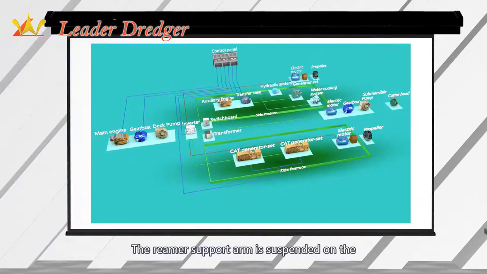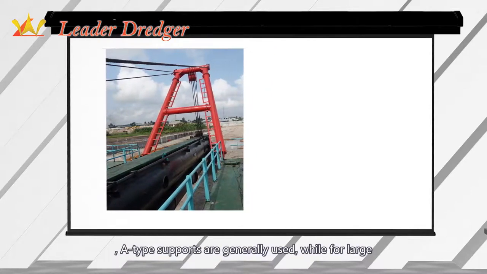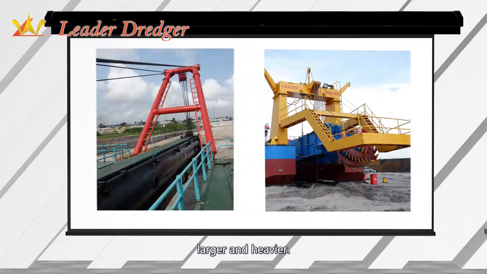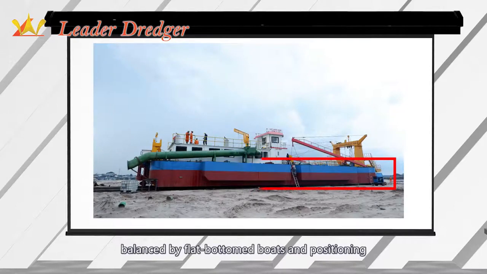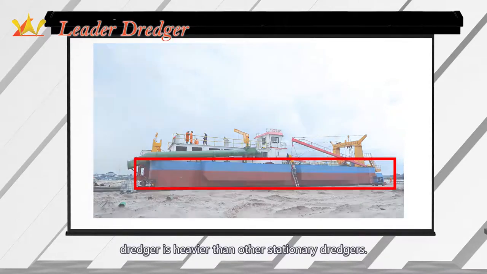The cutter arm is suspended on the support arm support, and the cutter head, driver and suction pipe are all placed on it. For small and medium-sized cutter suction dredgers, A-type supports are generally used, while for large cutter suction dredgers, the supports are generally larger and heavier. Because part of the cutting force needs to be balanced by the flat-bottomed boat and positioning piles, the flat-bottomed hull of a cutter suction dredger is heavier than other stationary dredgers.